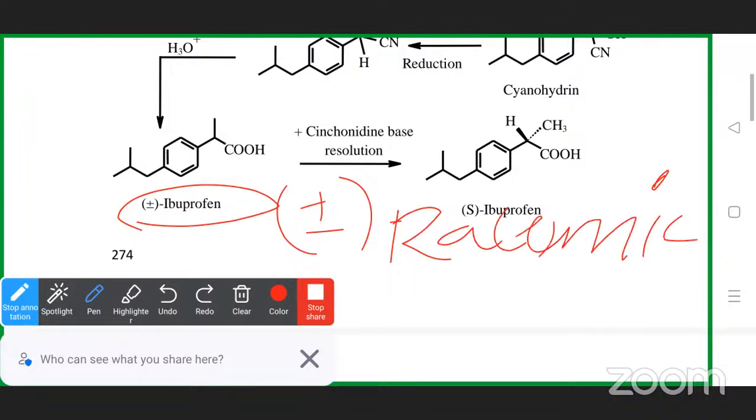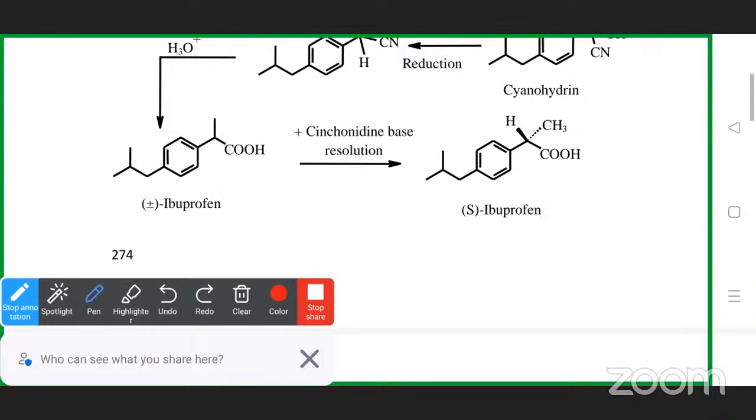What is a racemic mixture generally? It is the combination of both isomers, R and S. So we'll get the racemic form here. And you can separate this racemic mixture, you can separate the stereoisomers or the enantiomers, by using cinchonidine base. This process of separation of isomers or enantiomers is called the resolution method. Resolution is nothing but the separation of isomers.